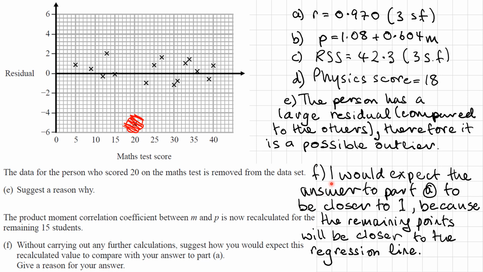So you could say something like this, that I would expect the answer to Part A to be closer to 1, because the remaining points will be closer to the regression line. We have effectively removed the point that was furthest away from the regression line compared to the others. And remember, when we work out the PMCC, that is a calculation based on the residuals, how close each of the points is to our regression line. So we've removed that one. We'd expect our PMCC to move closer to 1, a closer or a more positive correlation.